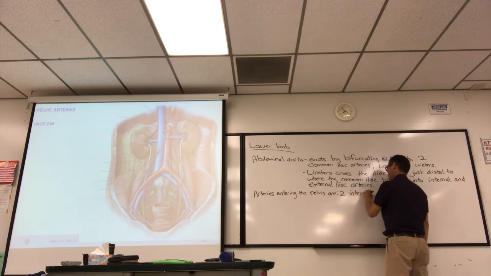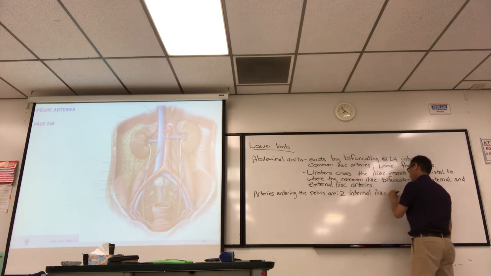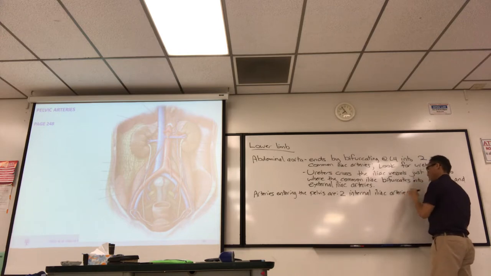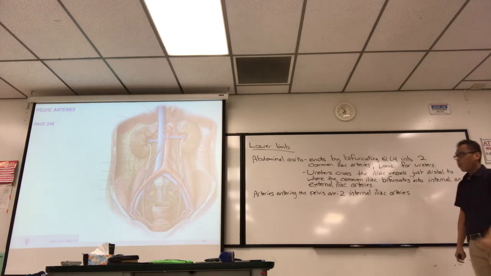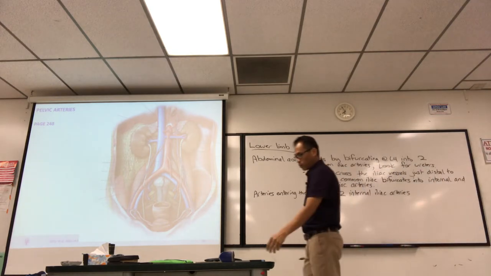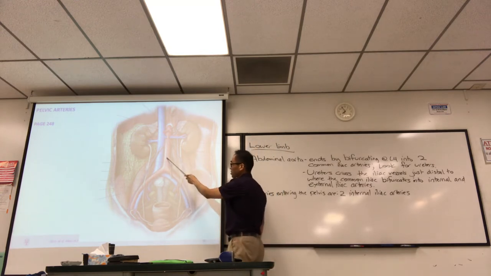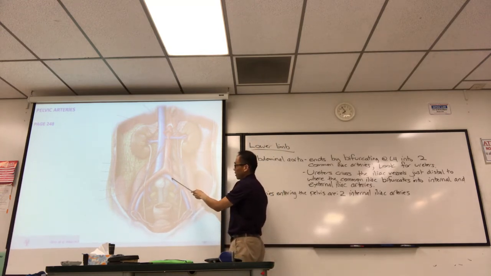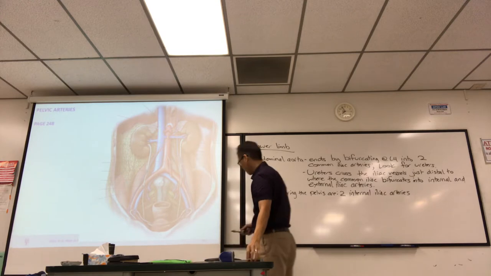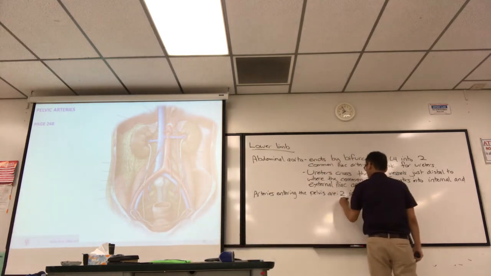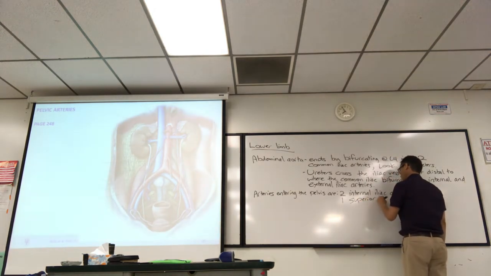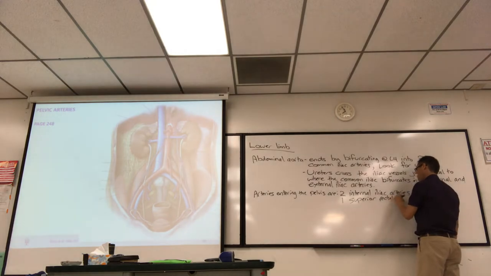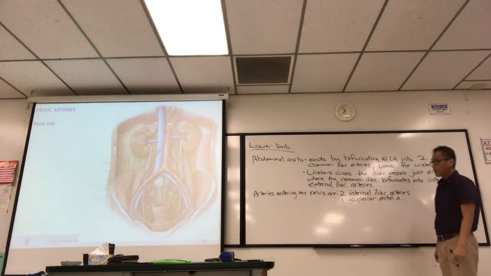Right, the two internal iliac arteries will enter the pelvis. You have one superior rectal artery will enter the pelvis. On the picture, it's right here. This is actually the inferior mesenteric, but it's cut off right there, but if it wasn't cut off, it would give off a branch that goes down to the rectum. So two internal iliac arteries, one superior rectal artery. You have one median sacral artery.